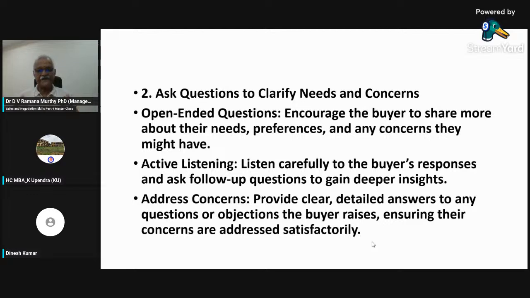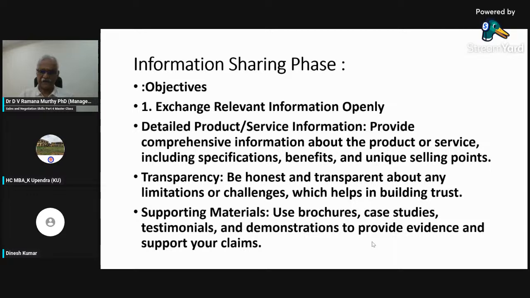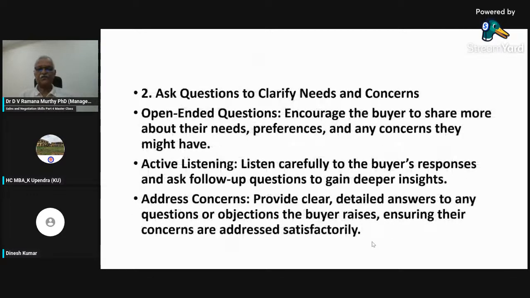And then address all the concerns. Provide clear cut, detailed answers, ensuring their concerns are addressed satisfactorily. This is the second one. First one is exchange relevant information openly and second, ask questions to clarify needs and concerns, because you don't have any second chance, because you're going to share the information completely. Only thing is you have to close the deal in the next phase.